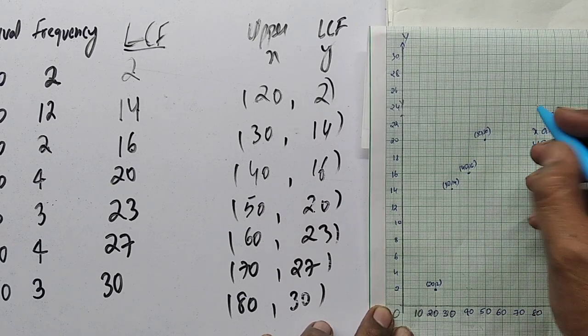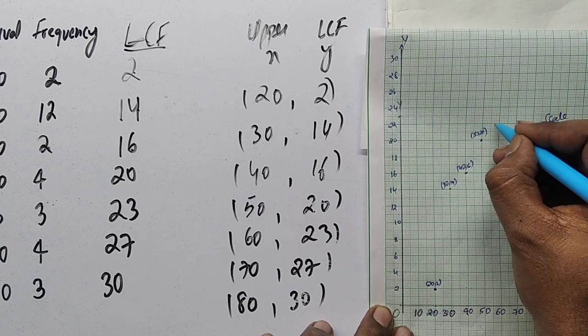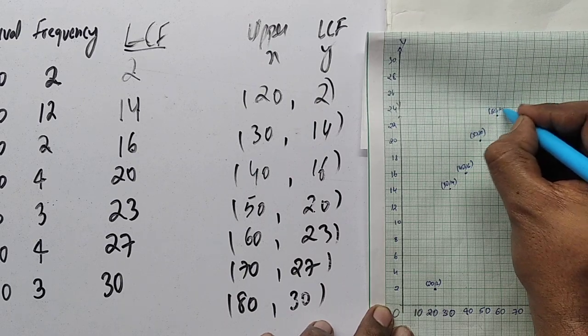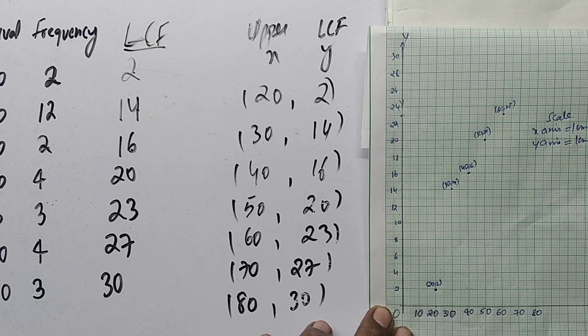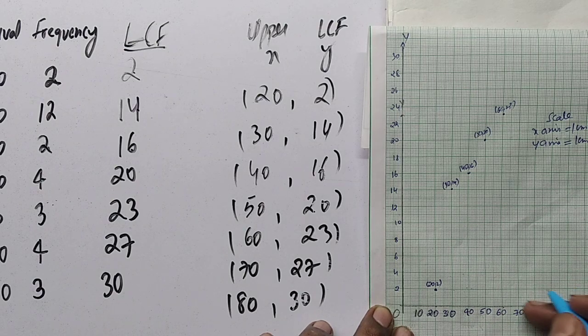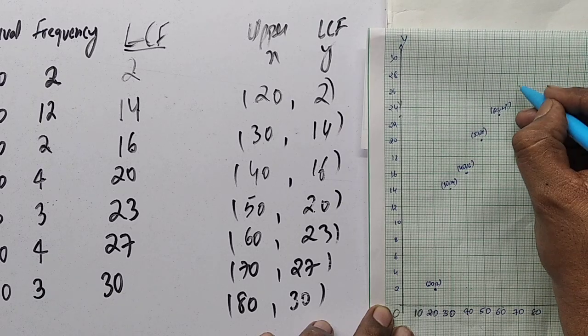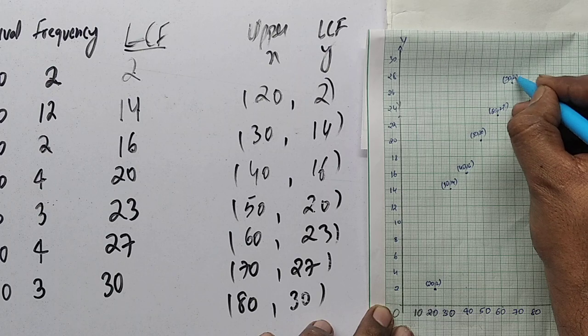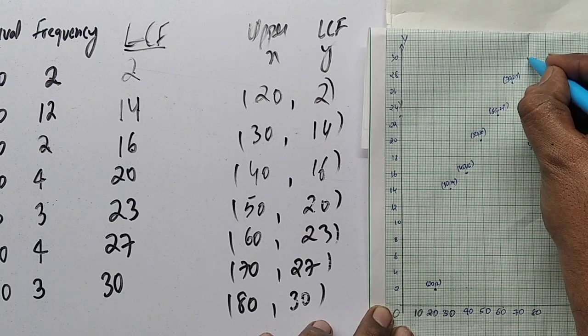So between 22 and 24 we have 23. This is 60, 23. Next, 70, 27. So 70, 27. This is our 27. Next, the last point is 80, 30.